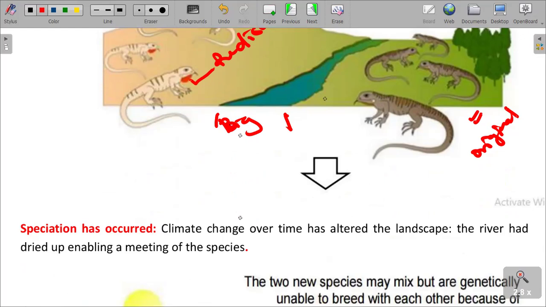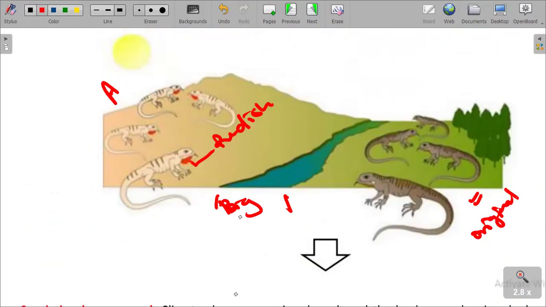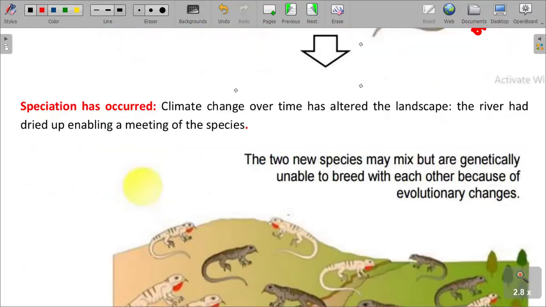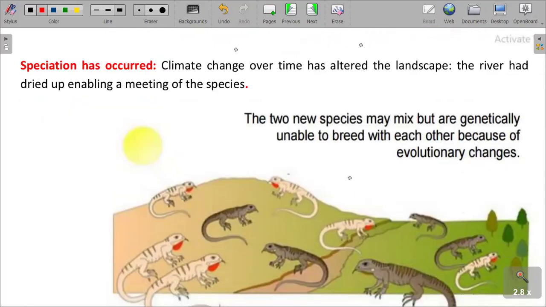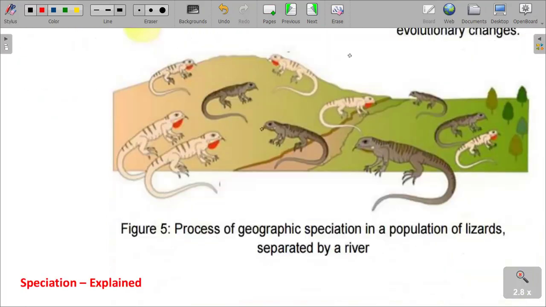So speciation has occurred. Climate change over time has altered the landscape. The river had dried up, resulting in a meeting of the two populations. This river has been like that, but over time a climatic change took place, which caused the river to dry up, and there is now a chance for the population species to meet again together. You can see now that this river has dried up.